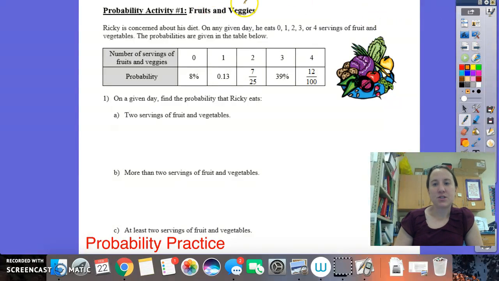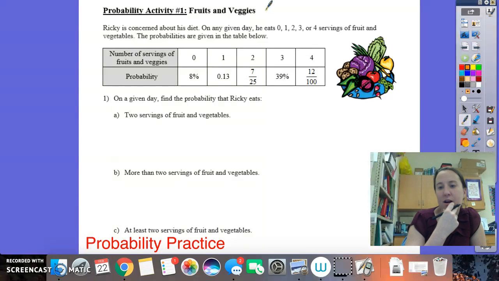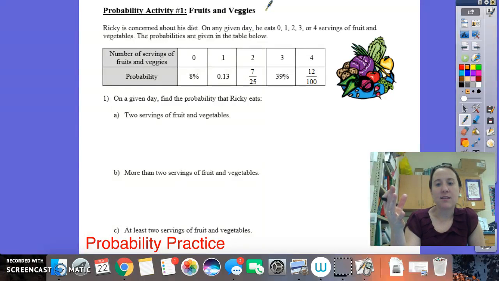We did this one as a stations activity. All of you saw this. Everyone did station 1, and then how you did determined where you went for 2 or 3. This was one where we had a table, and that table had fractions, decimals, and percents.